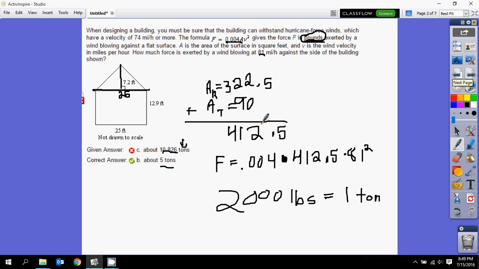So again, with that one, I think you knew how to get the answer. Just make sure you divide by 2,000 because they wanted it in tonnage.